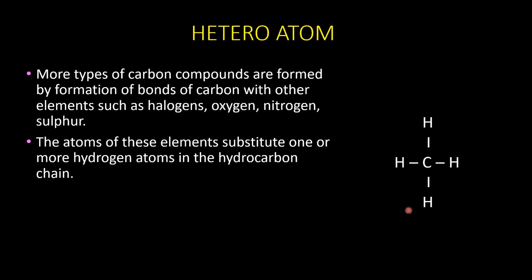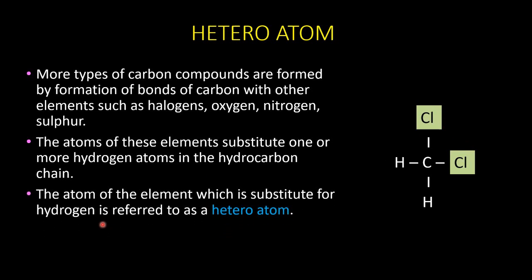Take for example, this is methane. If you see, either one hydrogen atom or more than one can be substituted. So the atom which is substituted for hydrogen is referred to as a heteroatom. Here in this case it is chlorine. So the atom which is substituted for hydrogen in a carbon compound is known as a heteroatom.